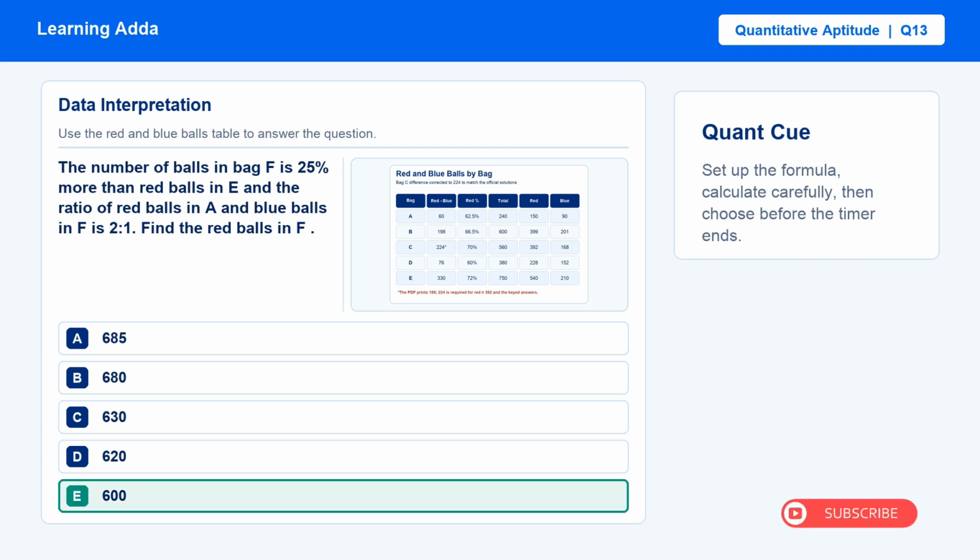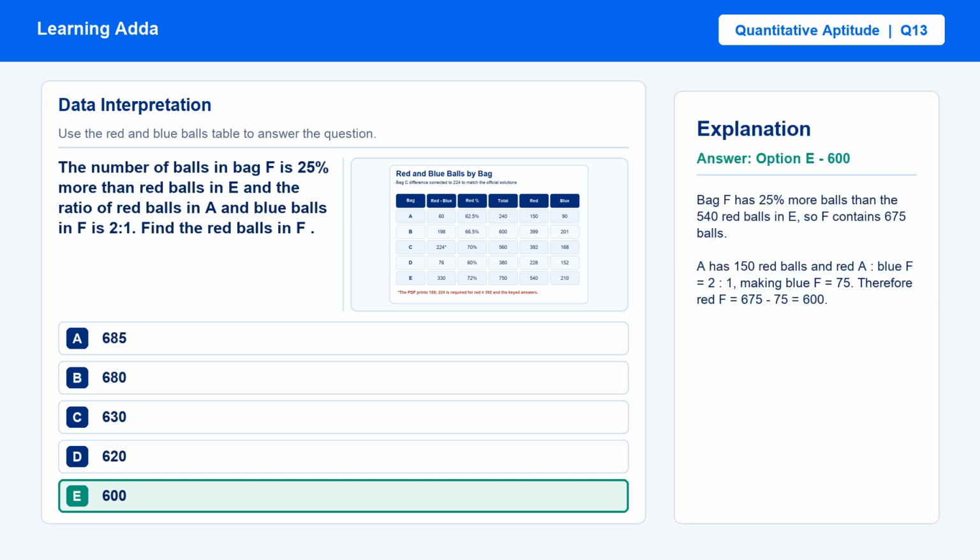The answer is option E, 600. Bag F has 25% more balls than the 540 red balls in E, so F contains 675 balls. A has 150 red balls, and red A is to blue F is equal to 2:1, making blue F equal to 75. Therefore, red F is equal to 675 minus 75, which is equal to 600.